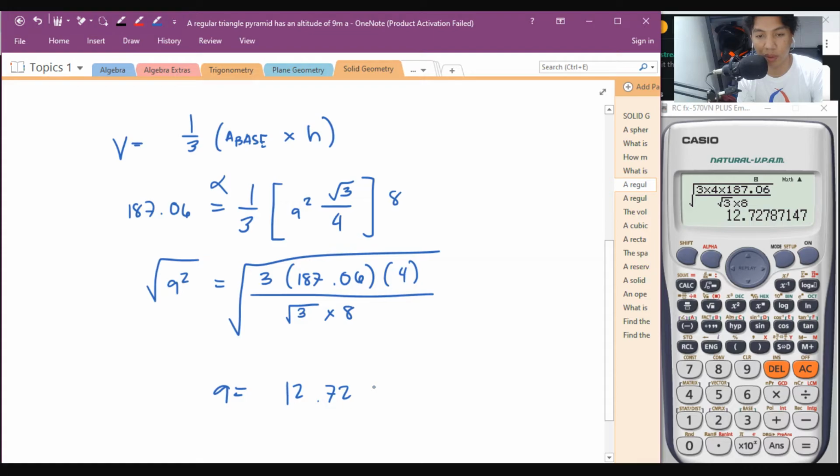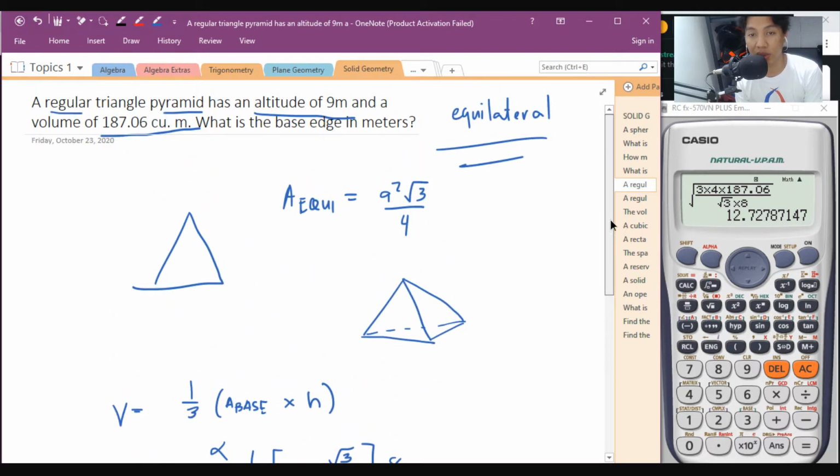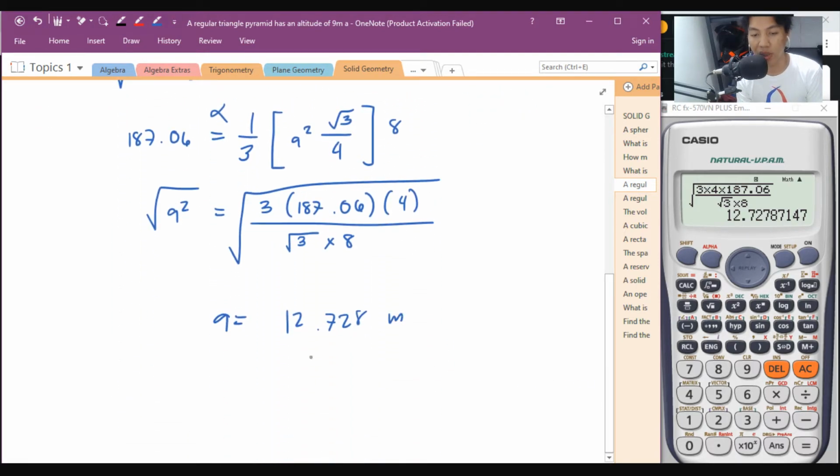Square root of the 3 times 4. Okay. Meron pa bang square root of 3 dyan? Wala na. Okay, yun na yan. 12.72. 8 meters ba nakalagay dyan? Meters. Okay, meters. That will be the length of each edge.